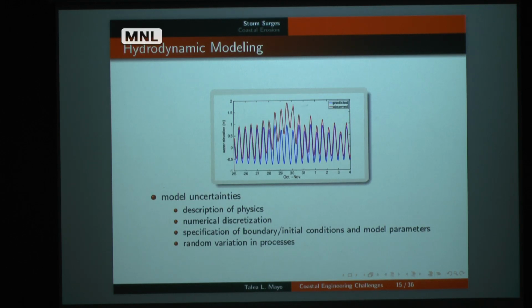And then just in the process itself, there's random variation. In storm surge, we have fluid flow, you have an idea what it's going to do, but there's some random variation there anyway. So all of this leads to model uncertainties.